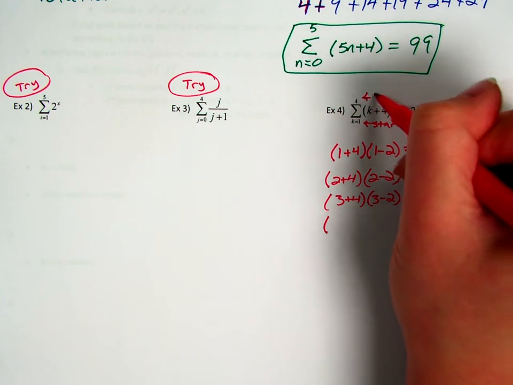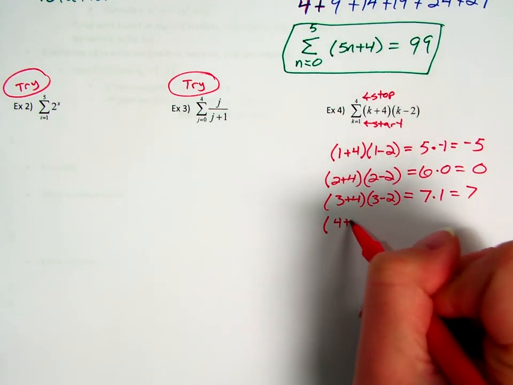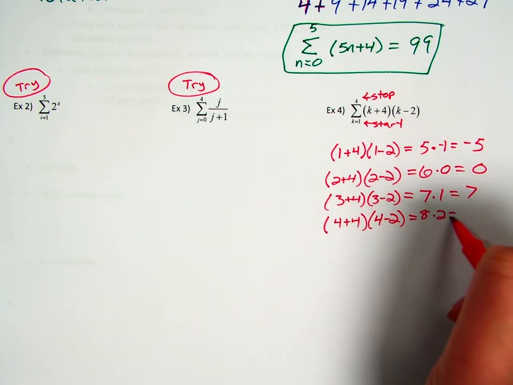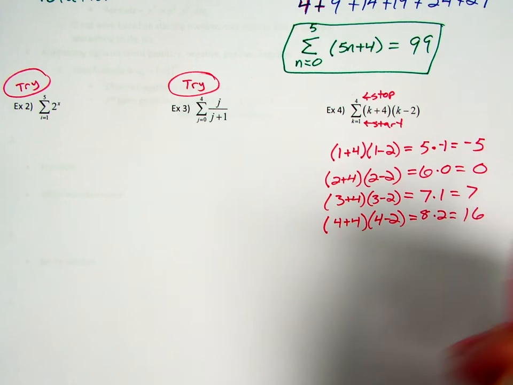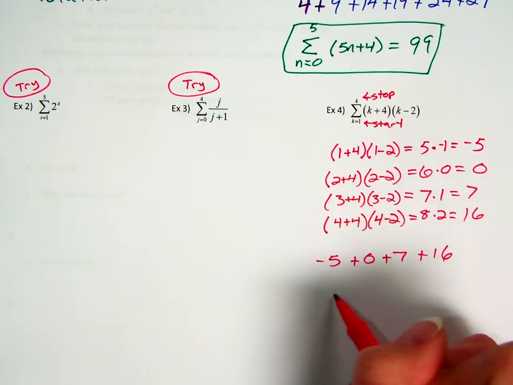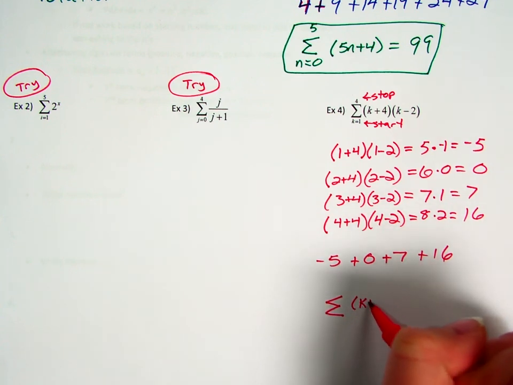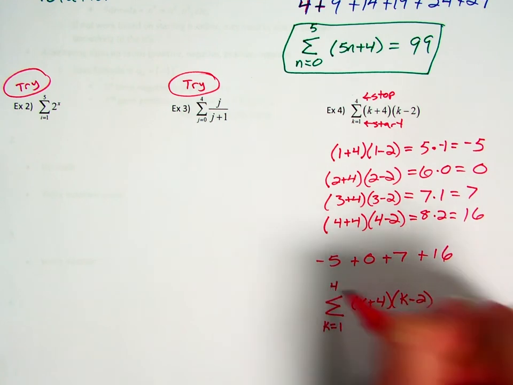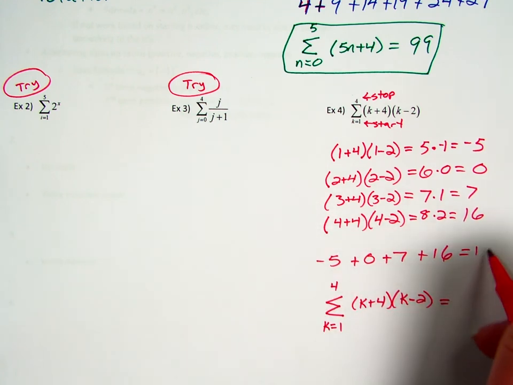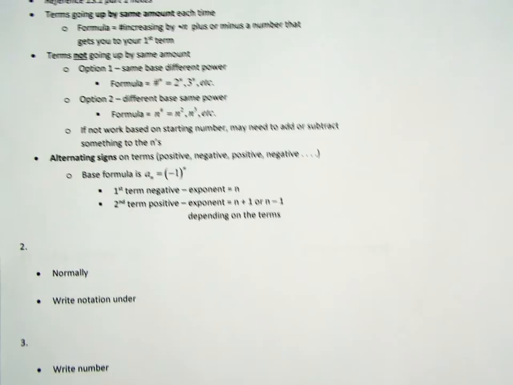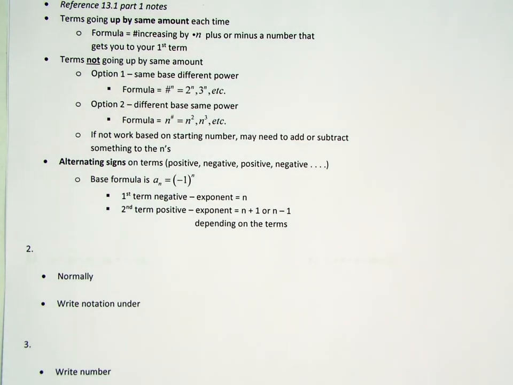And then we stop when we get to 4, and so now I'm on 4. So 4 plus 4 times 4 minus 2 would be 8 times 2, which is 16. So then we're going to add all those together. So negative 5 plus 0 plus 7 plus 16 tells me that the summation of k plus 4 times k minus 2 from 1 to 4 is 18. So 18 is your final answer. Now make sure you try the others on your own, and go to the next video for the next part.